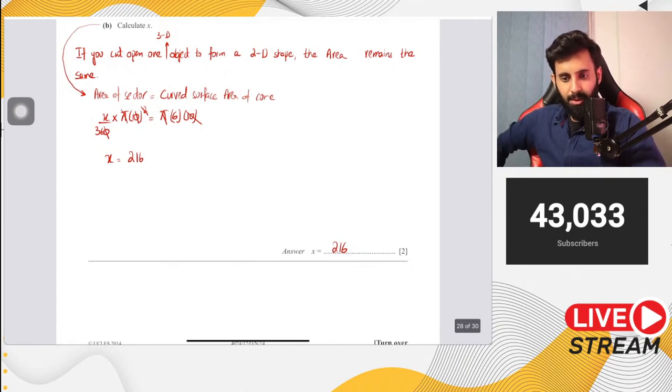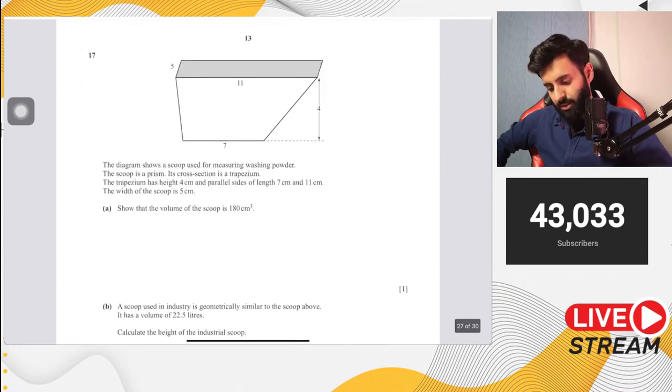So this is an app. It's called Shapes. Yes, it is 216.